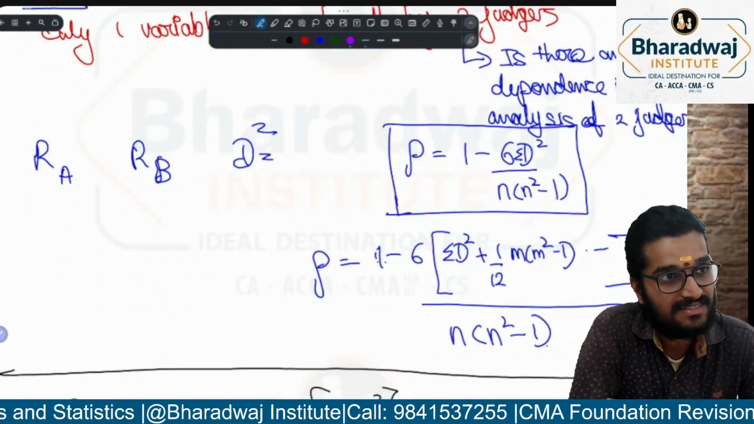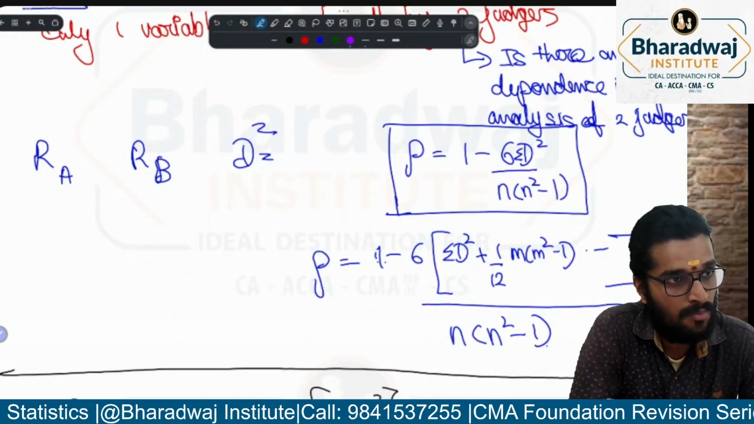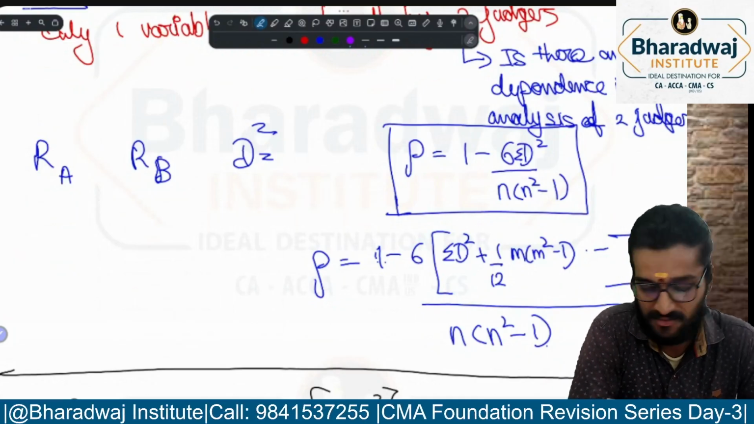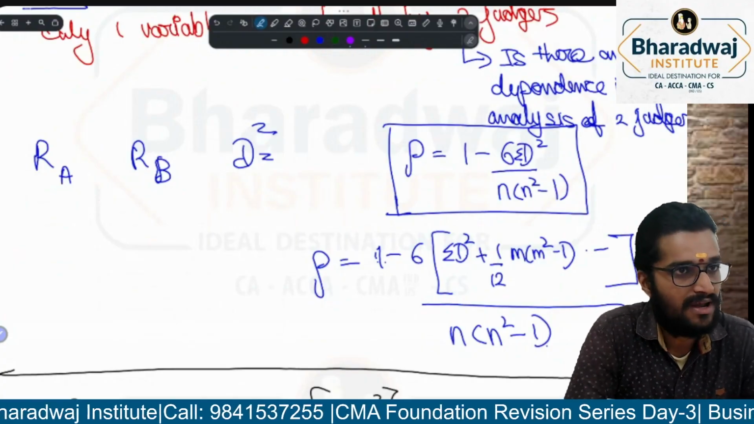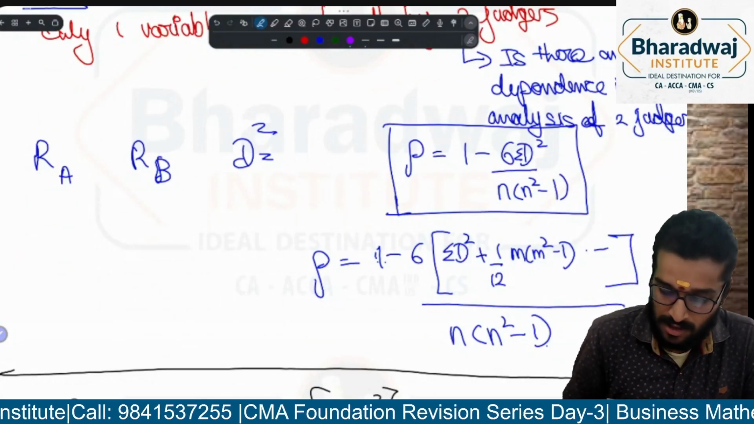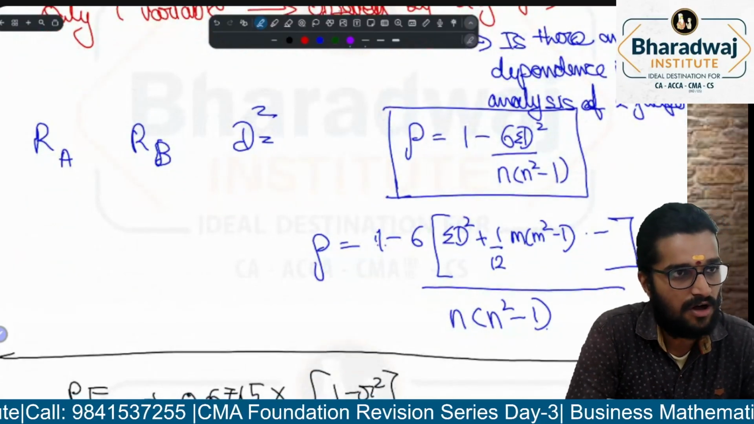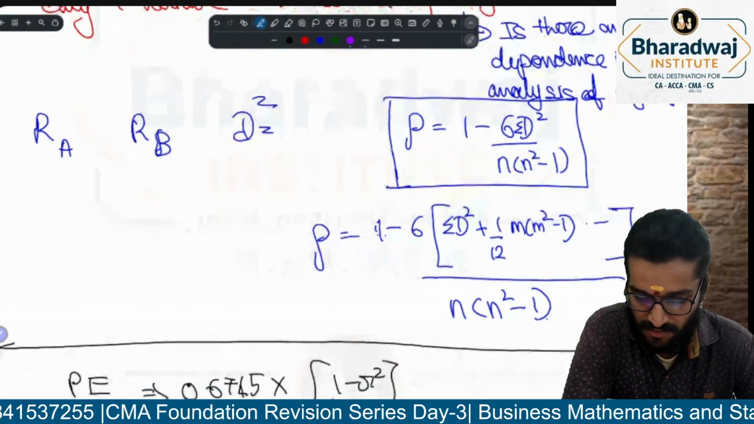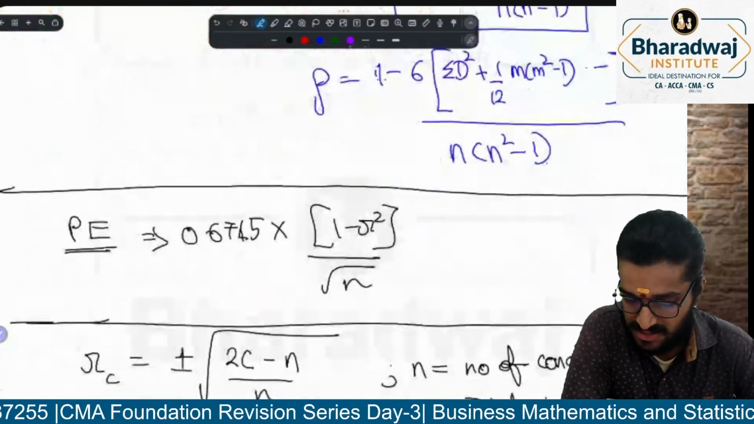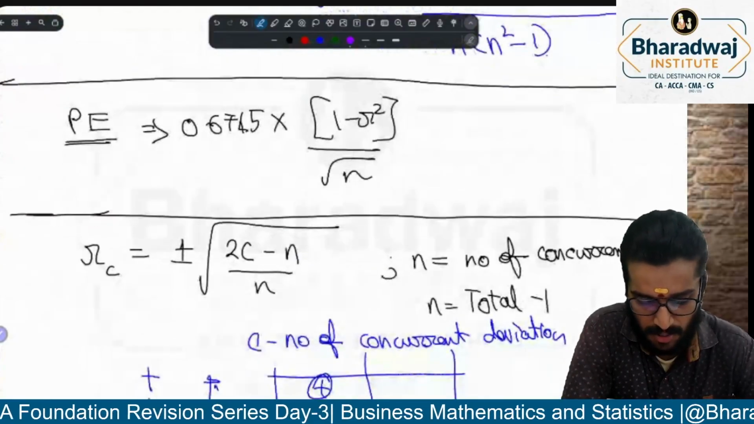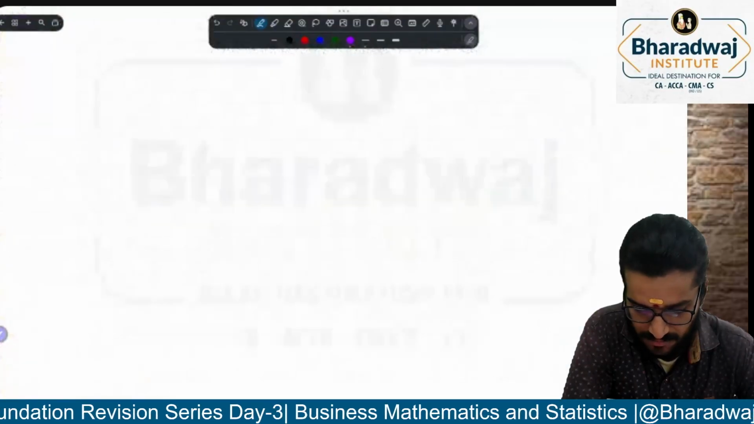And if there is any repetition in rank among one judge, the number of repetitions of one rank will be taken as m. If one rank got repeated 3 times, we will take m as 3. So we have to adjust this factor in order to avoid the error because of that repetition of rank. This is what we have discussed in the earlier class, and we have also discussed the formula. It's just a formula thing, probable error and concurrent deviation.